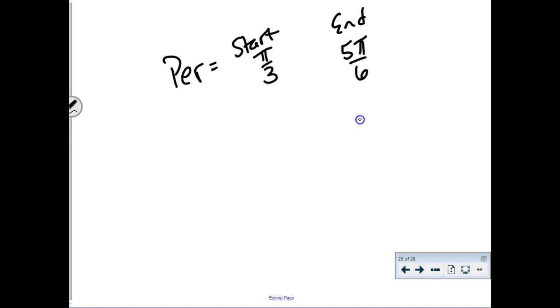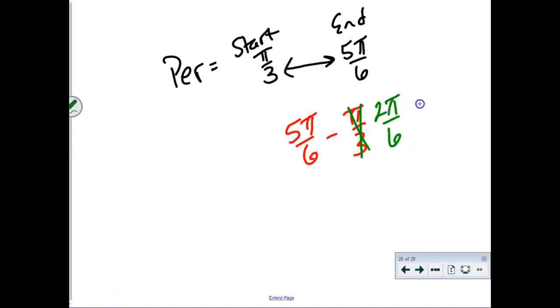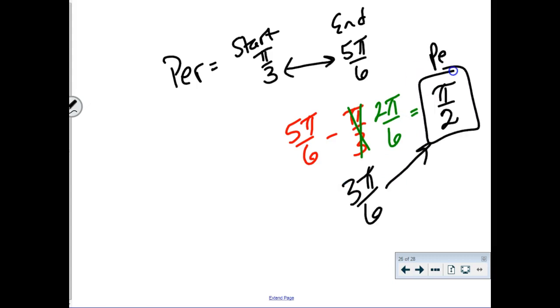And that's kind of a funky set of fractions to think about, like, okay, how far apart are they? So essentially you're just doing a subtraction problem. So 5 pi over 6 minus pi over 3, again, you can use your coefficients on your calculator, or you could trade this and say it's 2 pi over 6. So the answer is 3 pi over 6, which is pi over 2. So this is the period. It's hard to see when there's a phase shift. The period's not easy to tell.